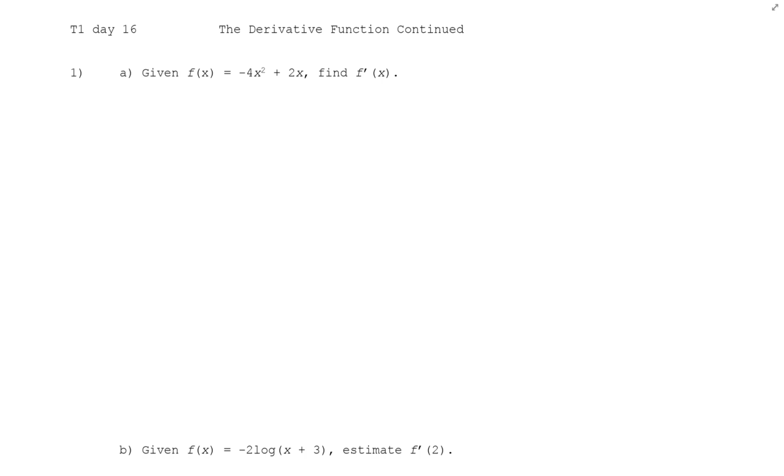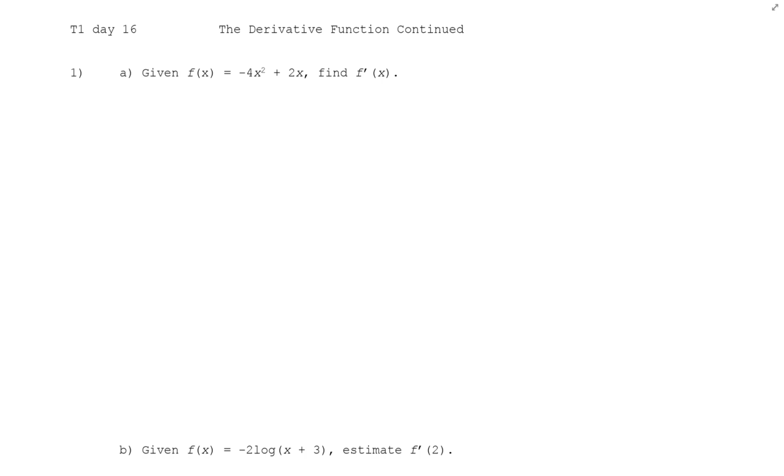Yesterday we talked about the derivative function and being able to get a generic form of the derivative function instead of just finding the value of the derivative at some number, as we've done in the past. So what I'd like to do is look at a couple of examples of how we find the derivative. So this first one, we're given f of x equals a quadratic equation.